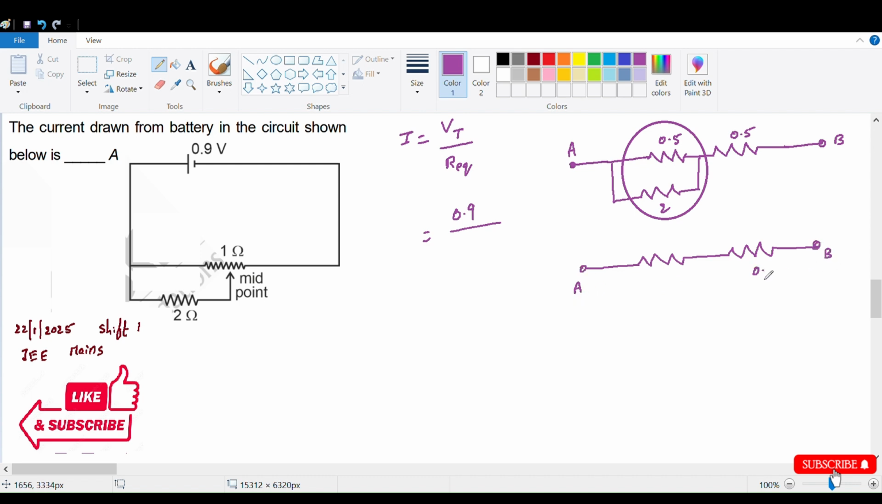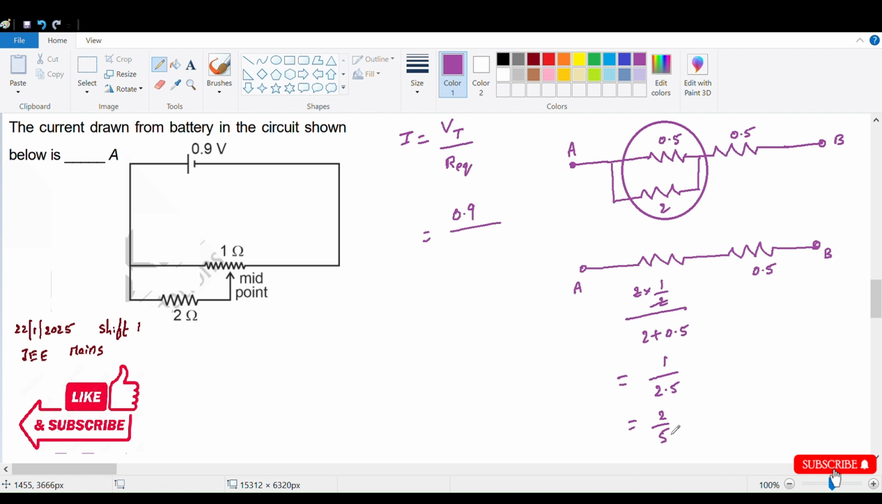This value is 0.5. Formula: R1 R2 by R1 plus R2. R1 is 2, R2 is 0.5, so 1 by 2 by R1 plus R2, 2 plus 0.5. So it will be easy, right? That's why I kept it like this. So it is 1 by 2.5, simply it is 5 by 2. We can get 2 by 5. 1 by 5 by 2 means 2 by 5.